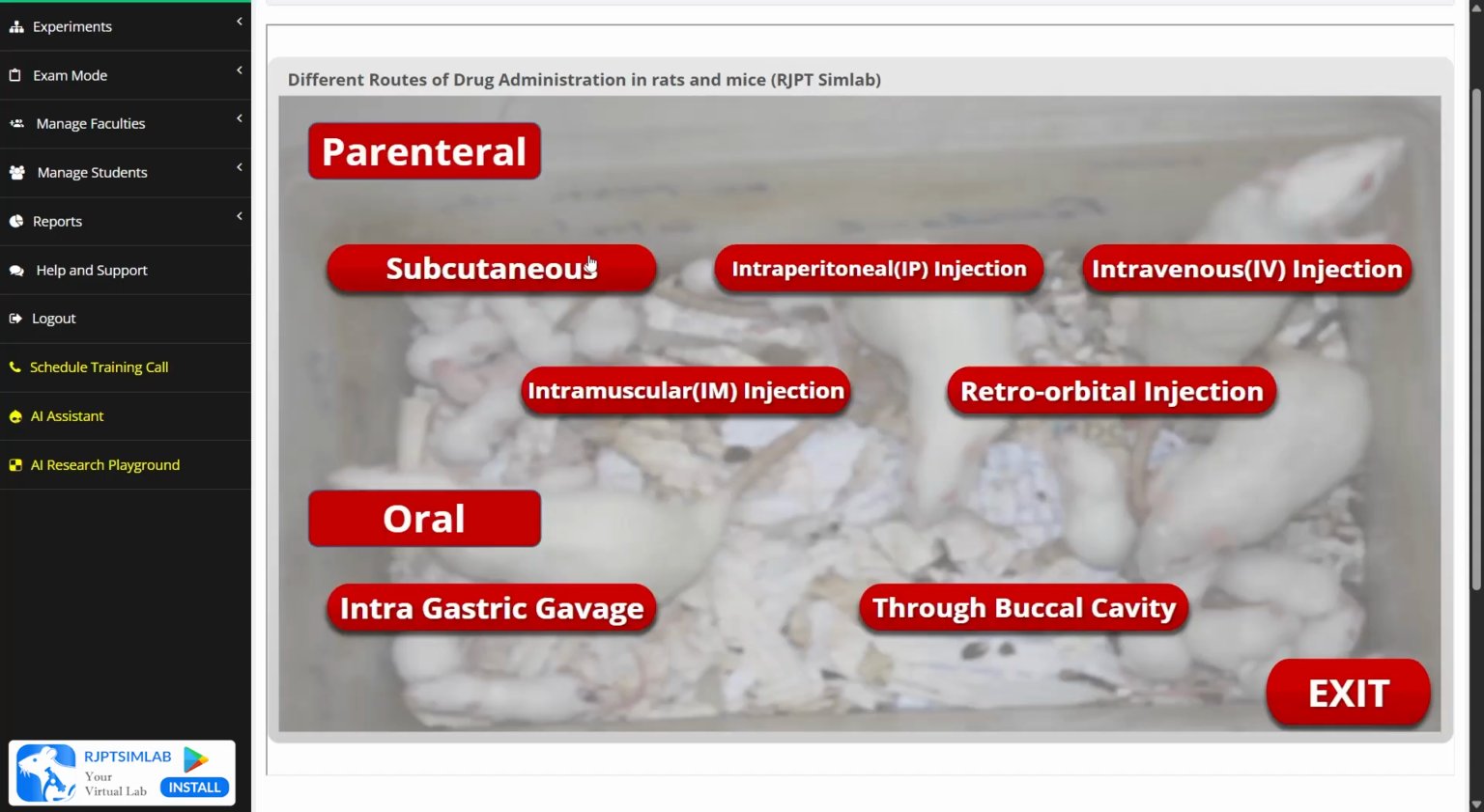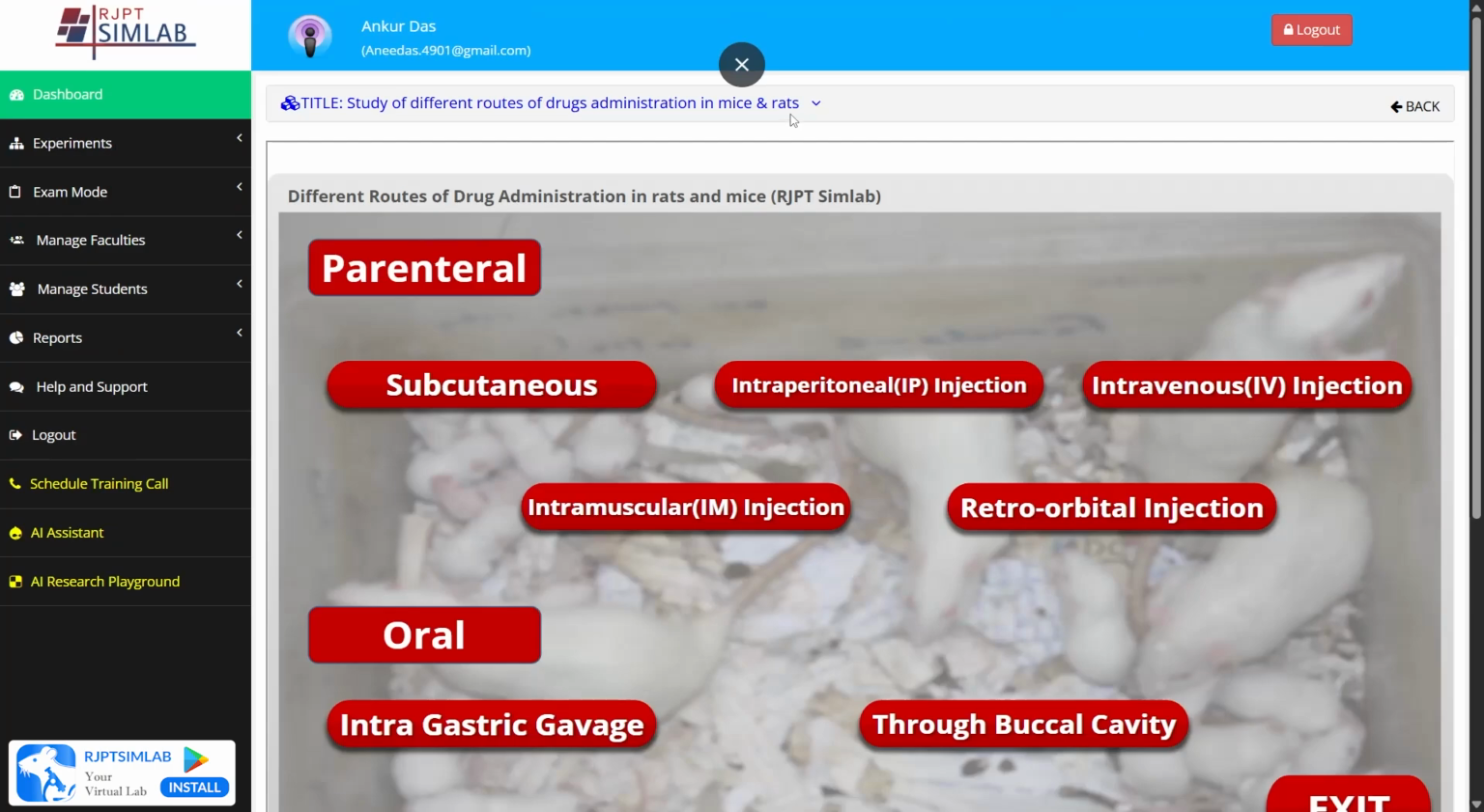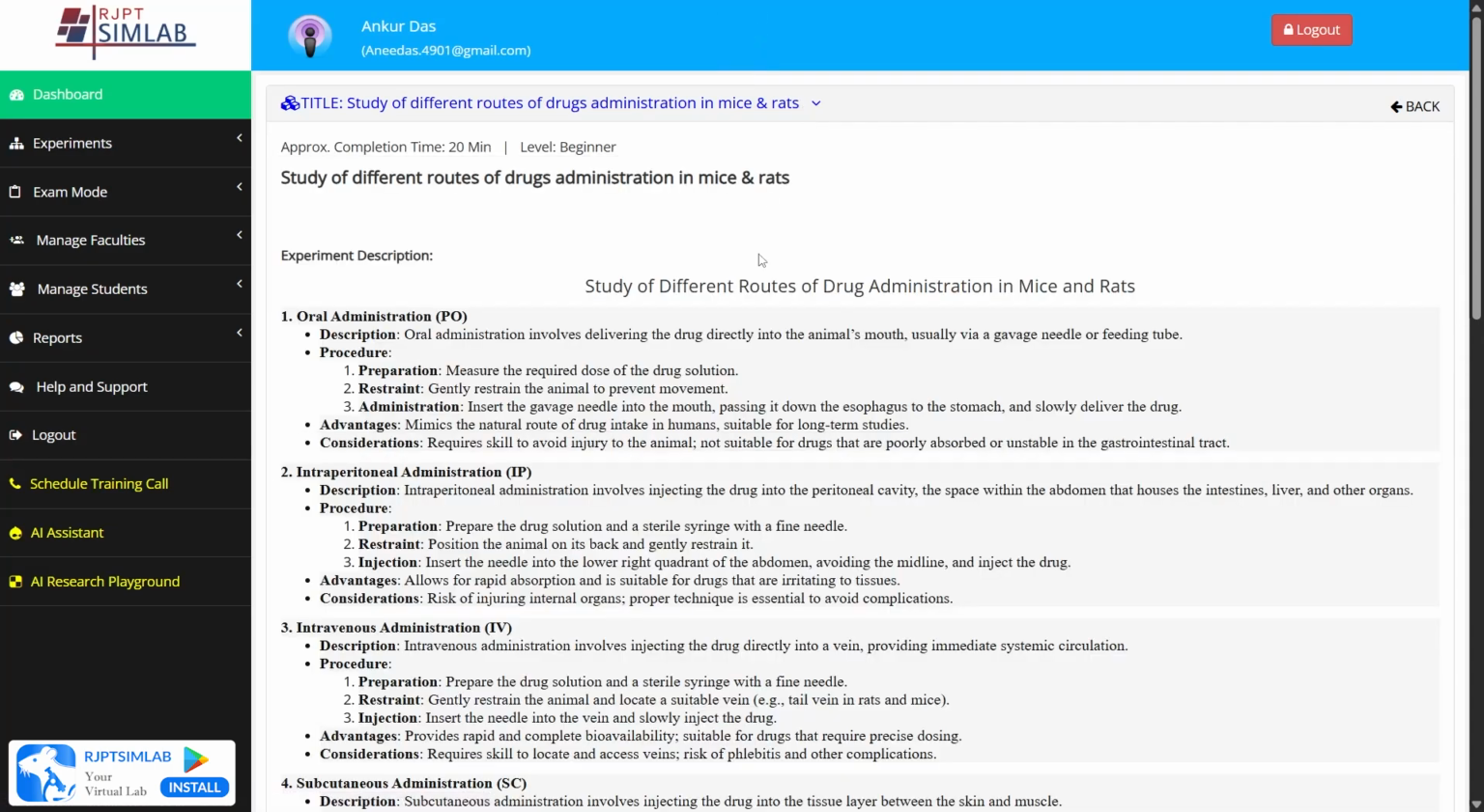Now we have studied all the different kinds of routes for drug administration in rats and mice. Now let's do a quick recall of these routes that we have studied. The first is the oral administration.